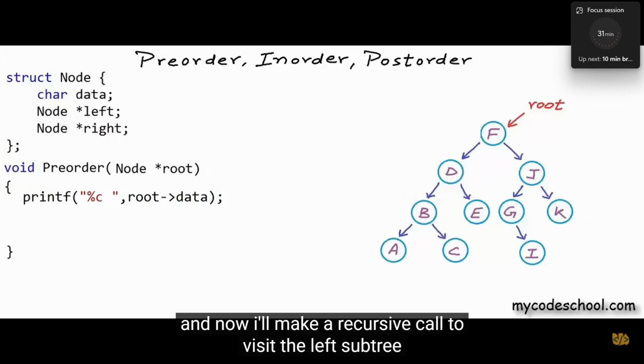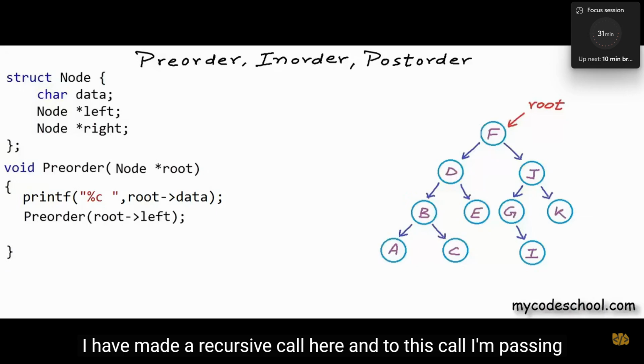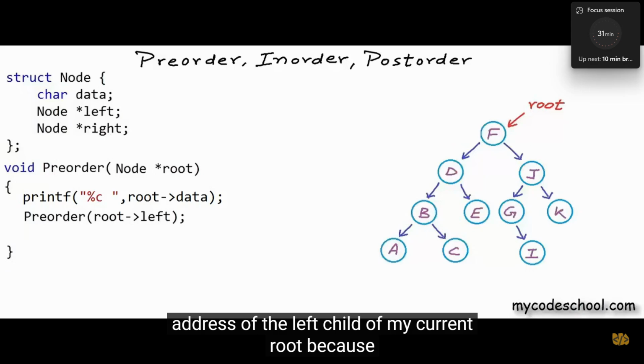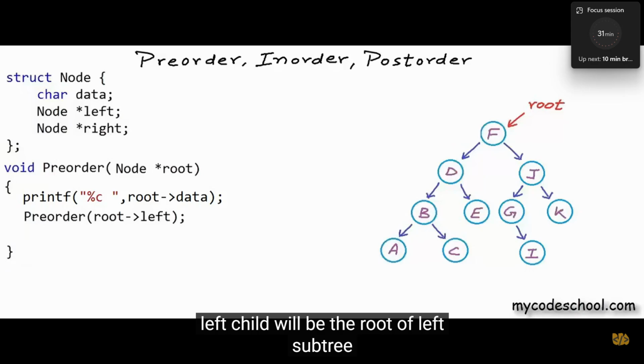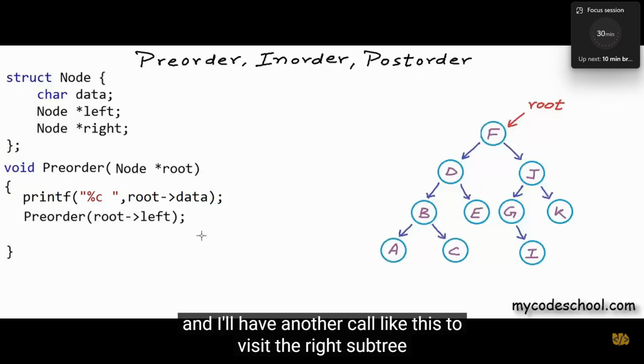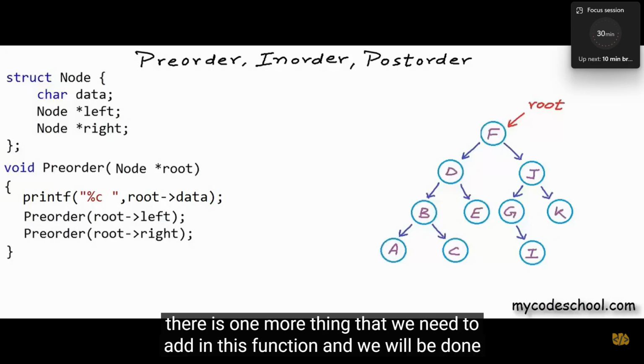Now in pre-order function, I'll first visit or print the data in root node, and now I'll make a recursive call to visit the left subtree. I have made a recursive call here, and to this call I'm passing address of the left child of my current root, because left child will be the root of left subtree. And I'll have another call like this to visit the right subtree.